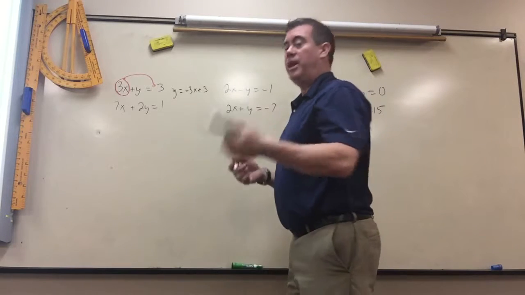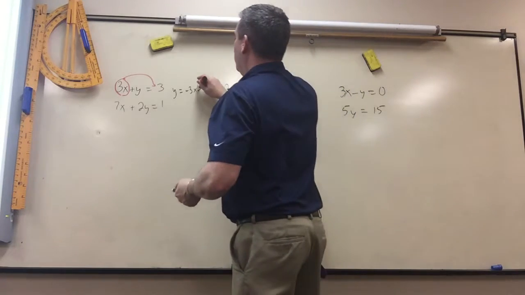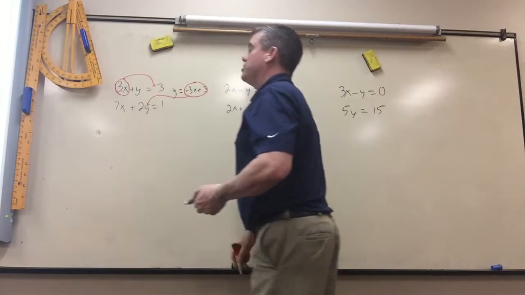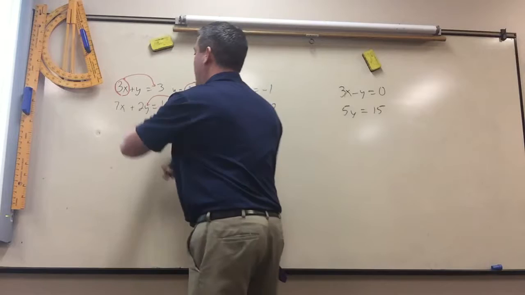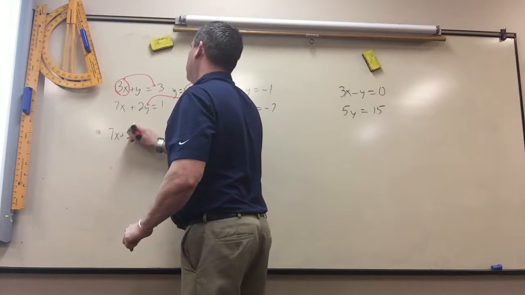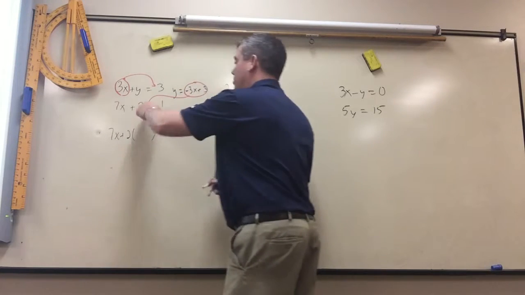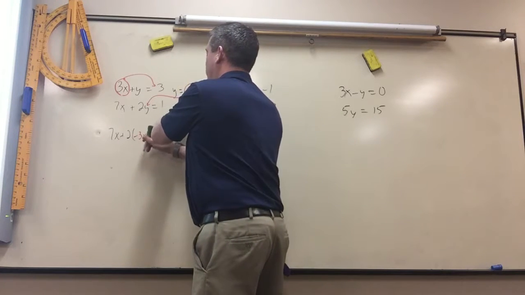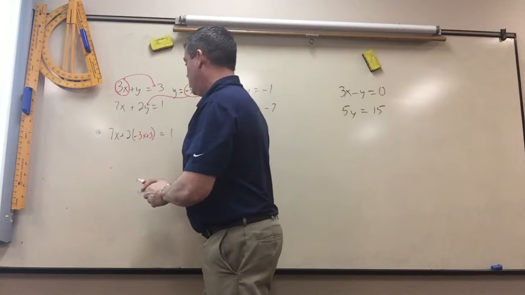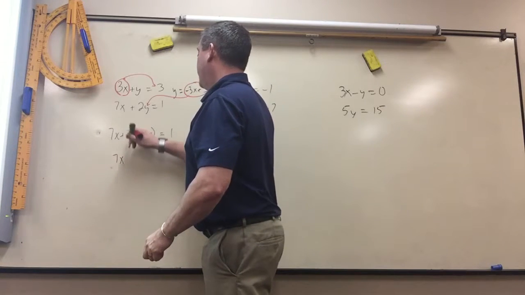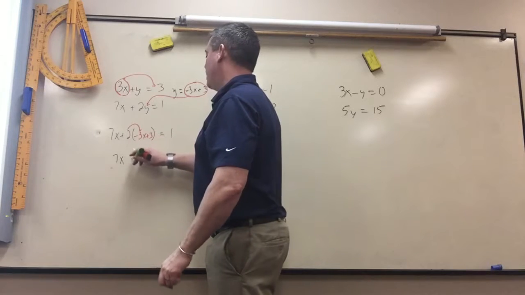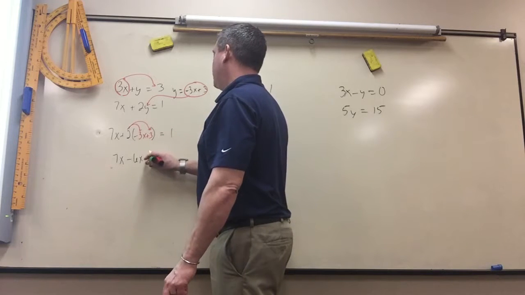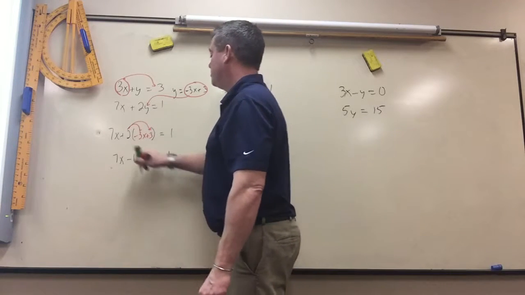Okay? Then you do the same as what we did yesterday. We take what y is equal to, substitute it in the other equation for that y. You've got to rewrite it. But in place of the y, you put negative 3x plus 3. And then we solve it. So it'd be 7x, and then a 2 times negative 3x is negative 6x. 2 times positive 3 is positive 6 equals 1.